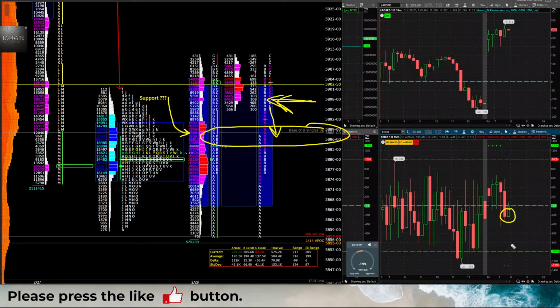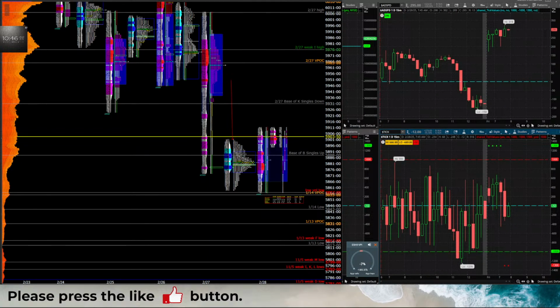So that tells me the game they've been playing this morning, which in my opinion is they're pushing it higher and higher and higher to get more and more people long. I don't think that game is over. I think they're going to do one more push to the upside.